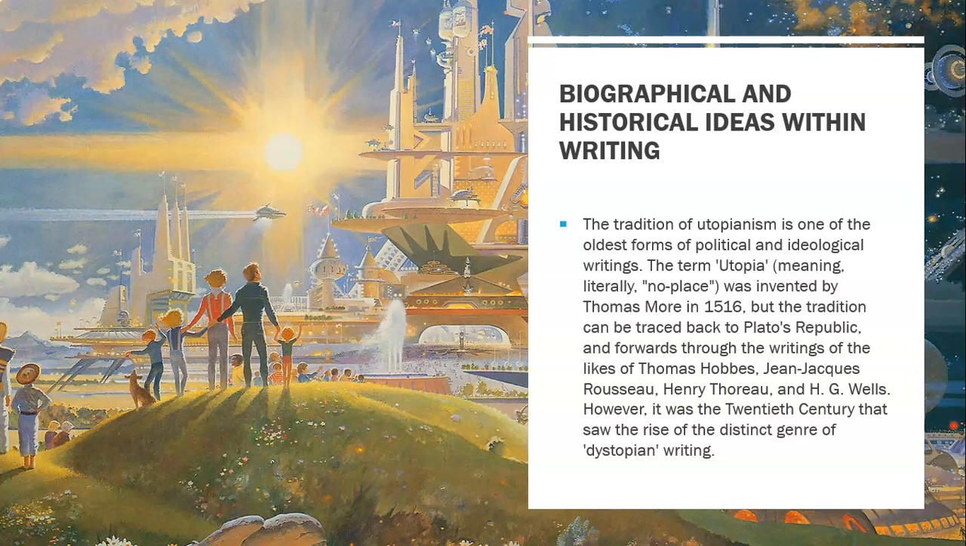And Plato's Republic is considered to be one of his greatest works, but lots of parts of it have been shown to be weak as far as the foundation of his ideas, as far as what a society should look like. But we can trace roots to this sort of idea of what society should look like to Plato's Republic, and also through writings like by Thomas Hobbes, the Leviathan, Jean-Jacques Rousseau, Henry Thoreau, and H.G. Wells.